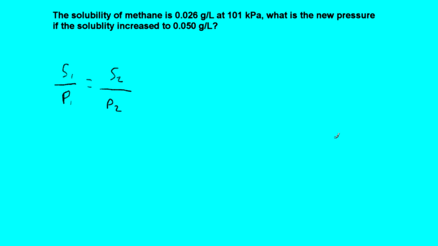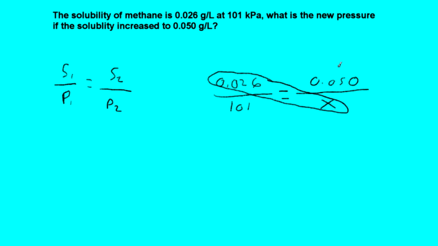Let's take a look at another one here. The solubility of methane is 0.026 grams at 101 kPa. What is the new pressure if the solubility increased to 0.050? So same problem, just a little bit different. So again, let's just start off what we have here, 0.026 solubility over the pressure, 101 kPa. This time we're solving for the new pressure, which is on the bottom, if the solubility increases to 0.050. Same type of calculation, crisscross. We'll end up solving for x.